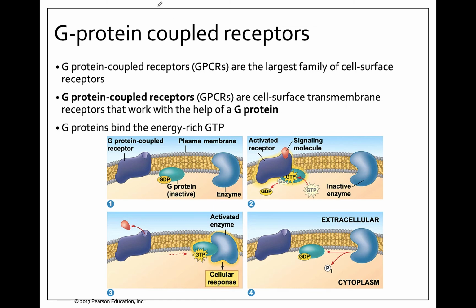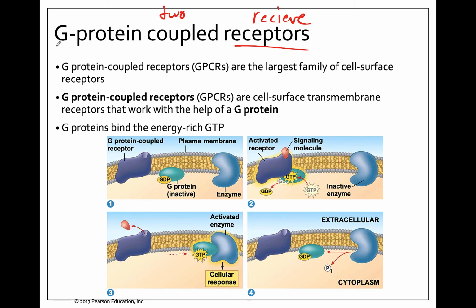So the first and most common type of receptor is called a G protein coupled receptor. I know this is a long term. Let's look at the words. Receptor just means I'm going to receive. A couple just means 2, right? There's 2 things together.